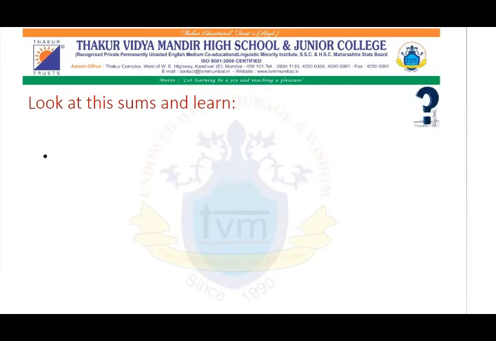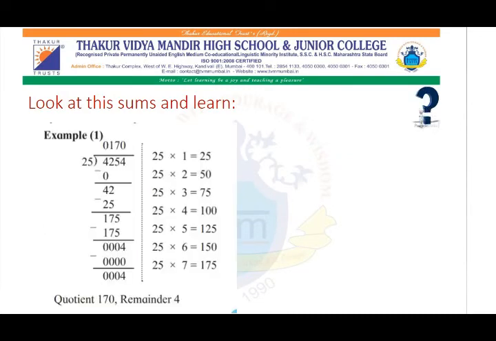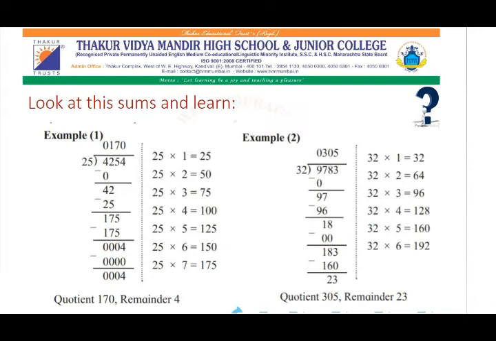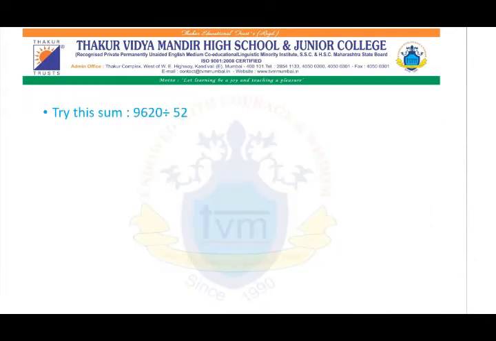Now look at these sums. These are the sums. 4254 divided by 25. It is done for you. The second sum is also done with the divisor 32 again. So look at this, learn this, and you can practice the same sums again. Now try this sum. This I have not done for you. It is 9620 divided by 52. Everybody try that in a rough book. Are you trying? After trying, only check your answers.